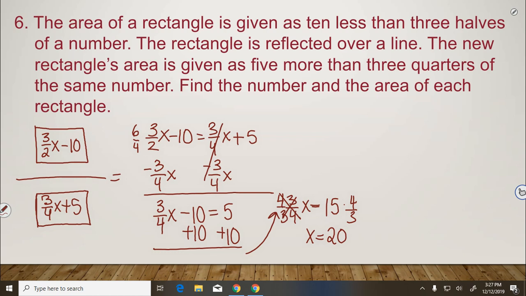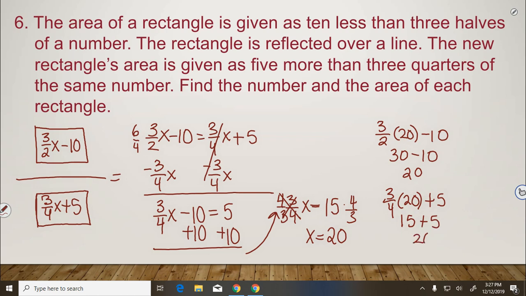Now we got to find the area of both. So we have 3 halves of 20 minus 10. 20 divided by 2 is 10, times 3 is 30 minus 10. And coincidentally, it winds up being 20. Let's see if the other one is also 20. So 3/4 of 20 plus 5. 20 divided by 4 is 5, times 3 is 15, plus 5 is again 20. So their area is 20 units squared.